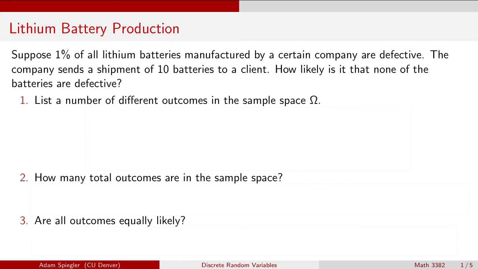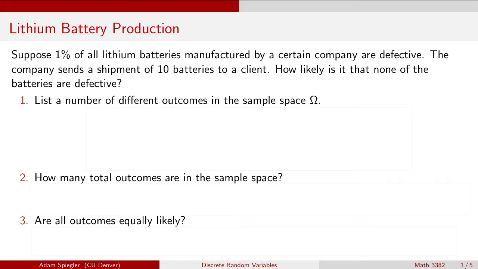Hi everyone, so in this video I want to introduce the idea of a random variable. In particular, we'll be working with a discrete random variable and talk about how we can calculate probabilities of random variables. And so to motivate these concepts, let's consider the following example.